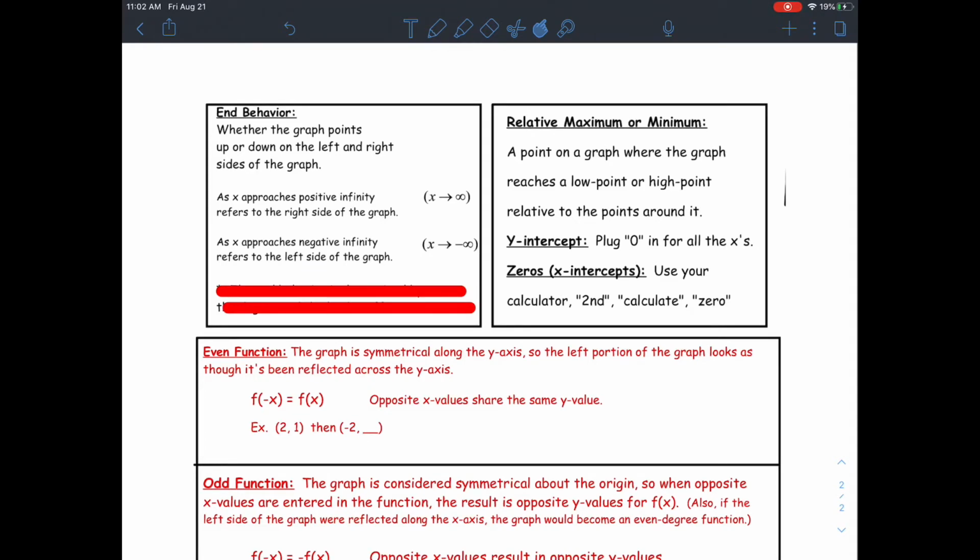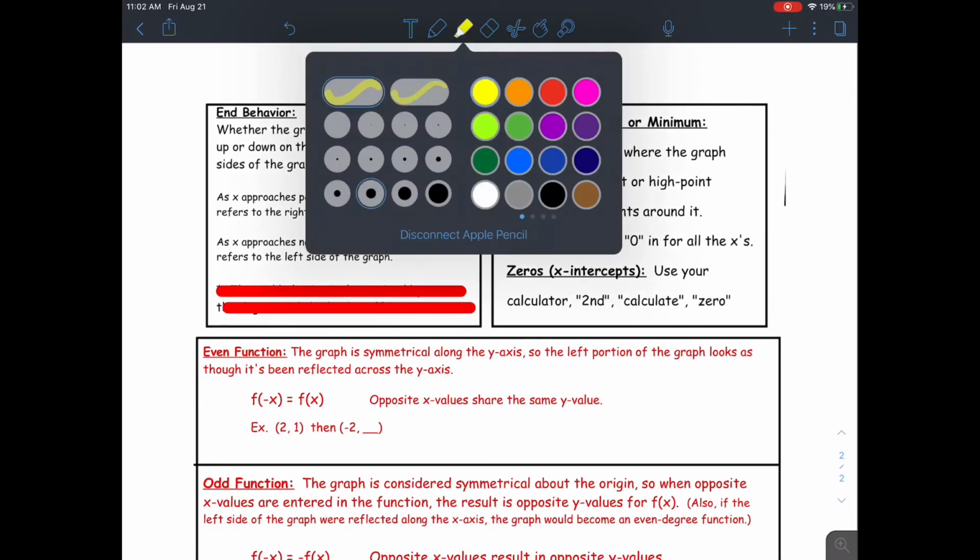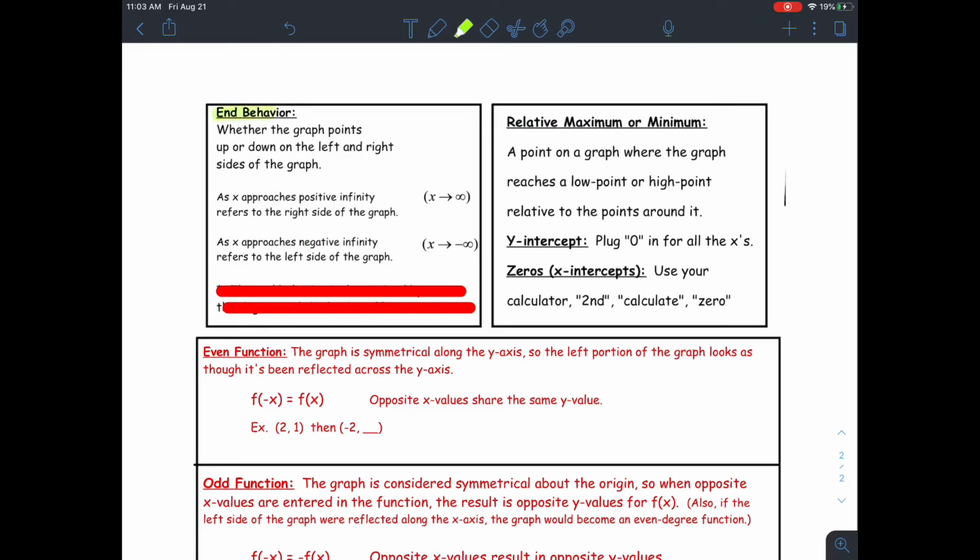So I'm going to talk first just about what the end behavior of a graph is. Okay, the end behavior is really just simply telling you whether your graph is pointing up or whether the graph is pointing down on the far left and right sides of the graph. So I'm just going to draw a quick graph here so that we get the idea. Okay, you can see on the far left, the behavior on the left, the graph is going up, and then on the far right, the graph is going up.